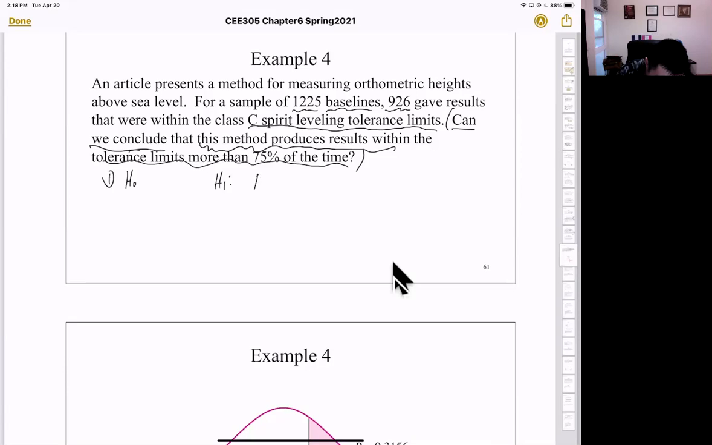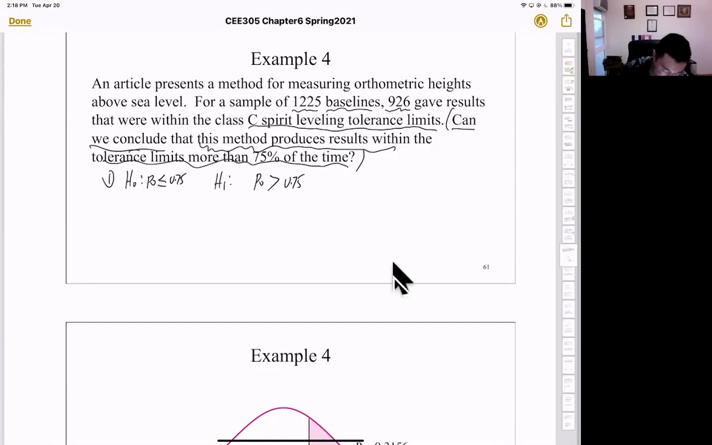Okay, so p more than 75%. Then H0 will be the opposite, p less than or equal to 0.75. Again, the equality line always goes to H0. Okay.